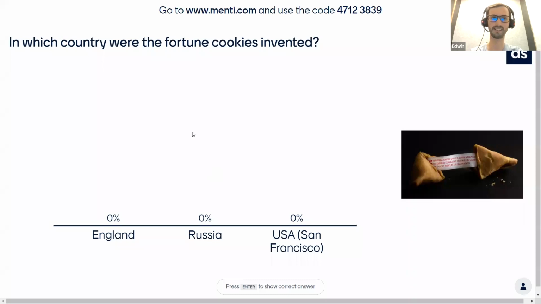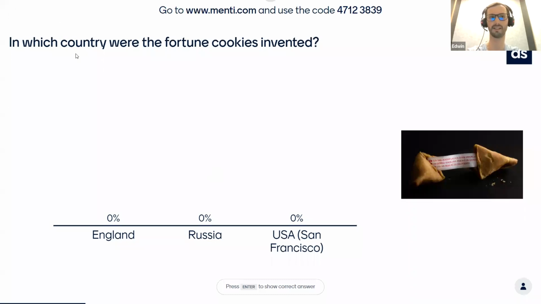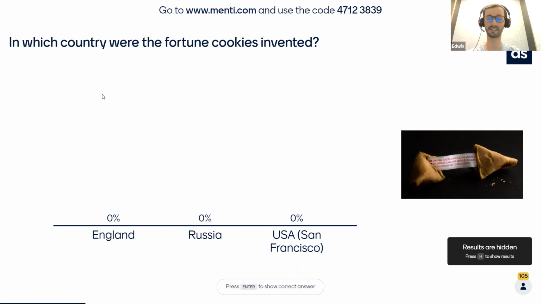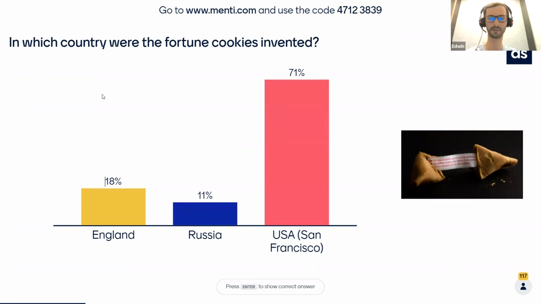And my next question is, where do you think the fortune cookies were invented? There are nearly 100 answers already. That's really interesting. Basically, we receive most answers to these types of questions, more than to the actual ones that are asking about DataSnipper. So let's see the results. And yes, most of you got it correct. The fortune cookies were invented in the USA, at least according to Wikipedia.